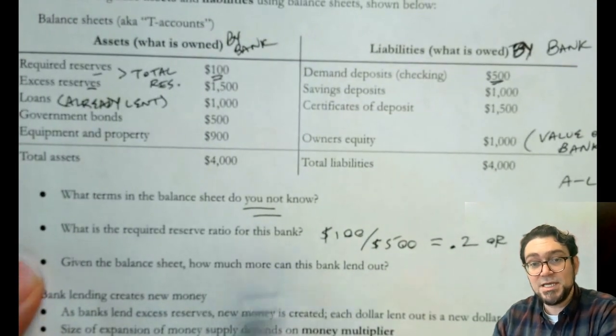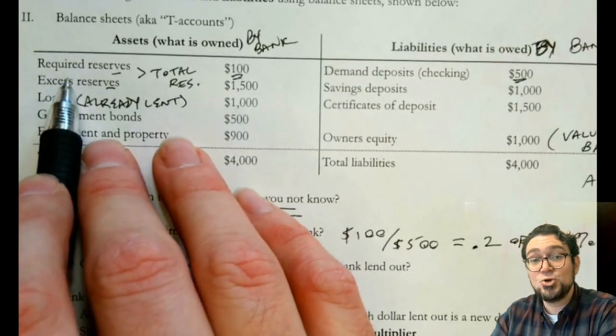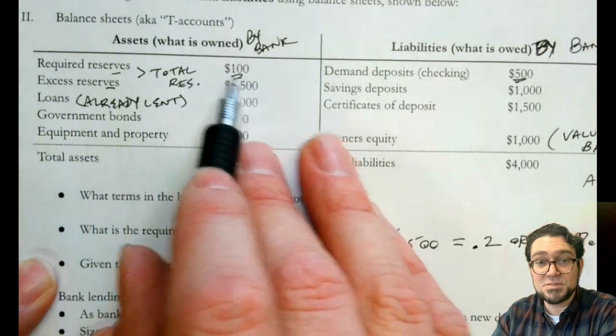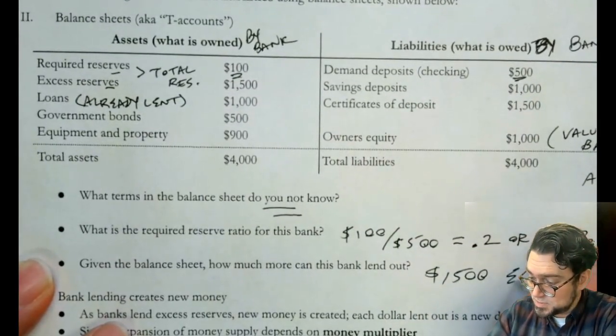Now, given the balance sheet, how much more can this bank lend out? Not how much has it lent out, how much could it lend out? That's our excess reserves. We just look right here and go $1,500. Excess reserves.